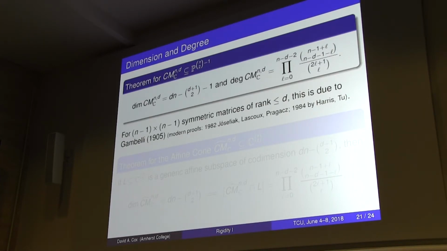And notice that number right there, dn minus d plus 1 choose n, that's our number that's cropping up right here. And so that's a number we like to see. And then its degree is a complicated expression of binomial coefficients. In the case of this variety of symmetric matrices, this was worked out by Giambelli in 1905, and then modern proofs were provided in the 1980s using Chern classes and the methods of modern algebraic geometry.